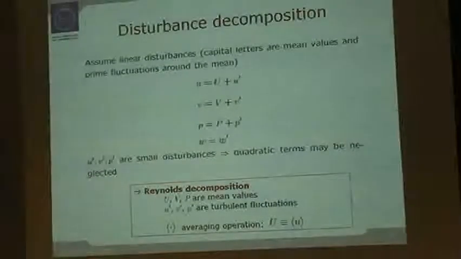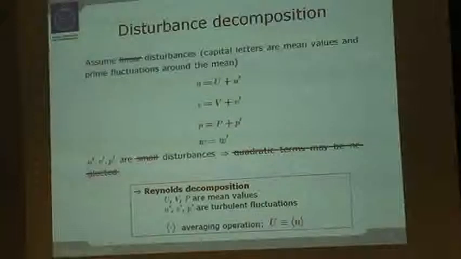If we now consider U, V, and P, so the capital U, V, and P, as being the mean values, the mean means an average in time, or if you have homogeneous directions, an average over space, then this decomposition into mean and fluctuation around the mean is called the Reynolds decomposition.